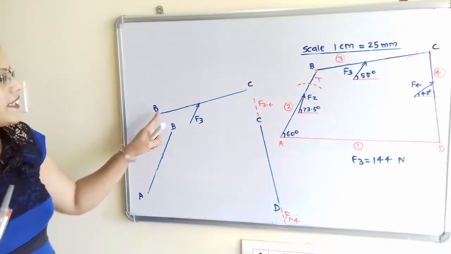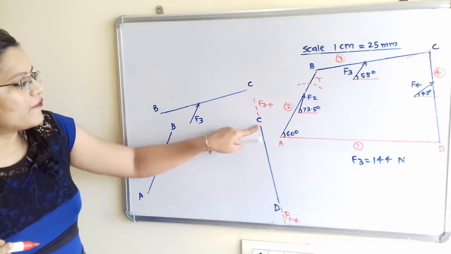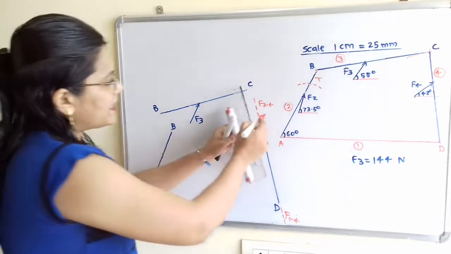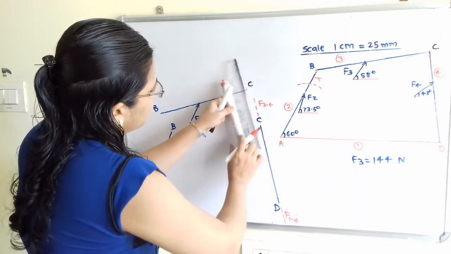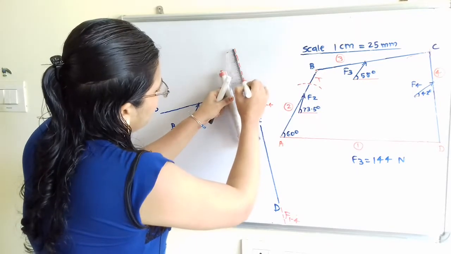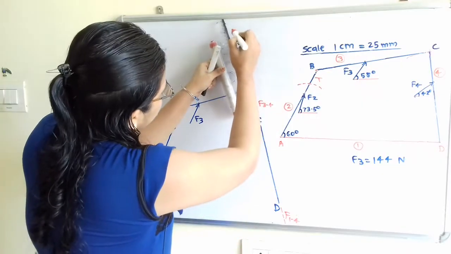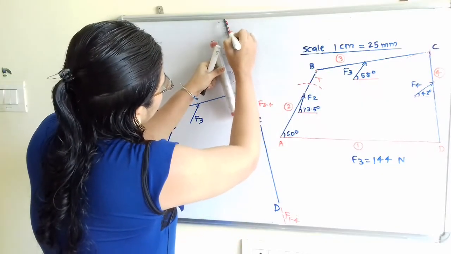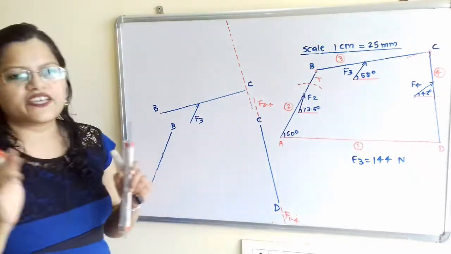For this link BC, we will take the same line of action through this point C. So we will take here the parallel line for this point C, and we will draw here the same line of action of the force. So I will extend this. So this link BC is a 3 force member.